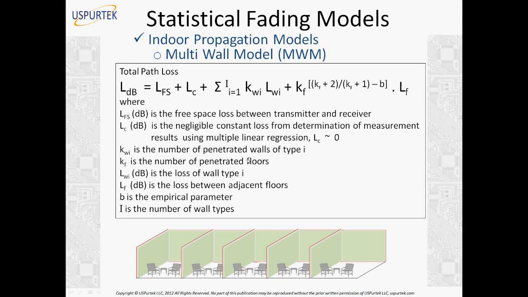You have the number of penetrated walls of type i. Now, there can be different types of wall: a concrete wall, or a wall made of wood, or simply a partition. KF is the number of penetrated floors. You have a loss of wall type i, and the loss between adjacent floors, which is an empirical parameter. We have a table a few slides from now where we can use some suggested values of this value B and the number of wall types.